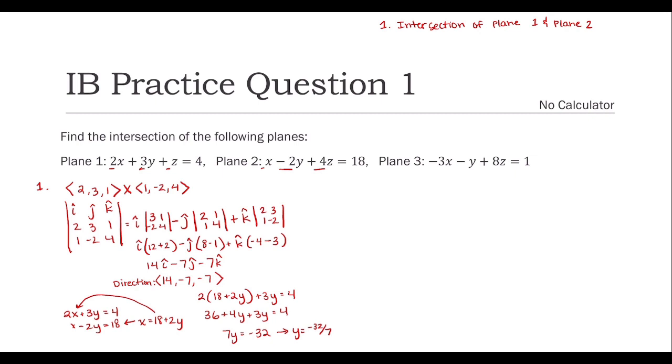We can now find x by plugging in y. So x equals 18 plus 2y. So 18 plus 2 times -32 over 7. So x equals 18 is going to be equal to 126 over 7. And then we'll have minus because it's a -32. So 2 times 32 is 64 over 7. 126 minus 64 is 62. So we'll have 62 over 7. So for our position vector, we have x is 62 over 7, y is negative 32 over 7, and z is 0.